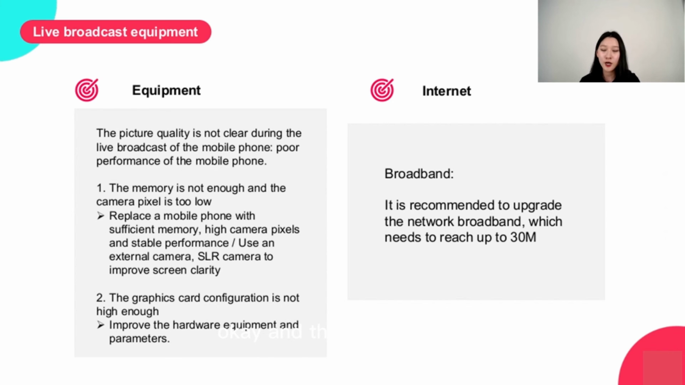Okay, and there are several main reasons for this problem. The first reason is that you have a really bad mobile phone, like your mobile phone has really poor performance. Although I said before that you don't need a camera, please make sure your mobile phone has a good camera. If the memory of your mobile phone is not good enough and your camera pixel is too low, you have to replace it with a mobile phone with sufficient memory and also high camera pixels and stable performance.